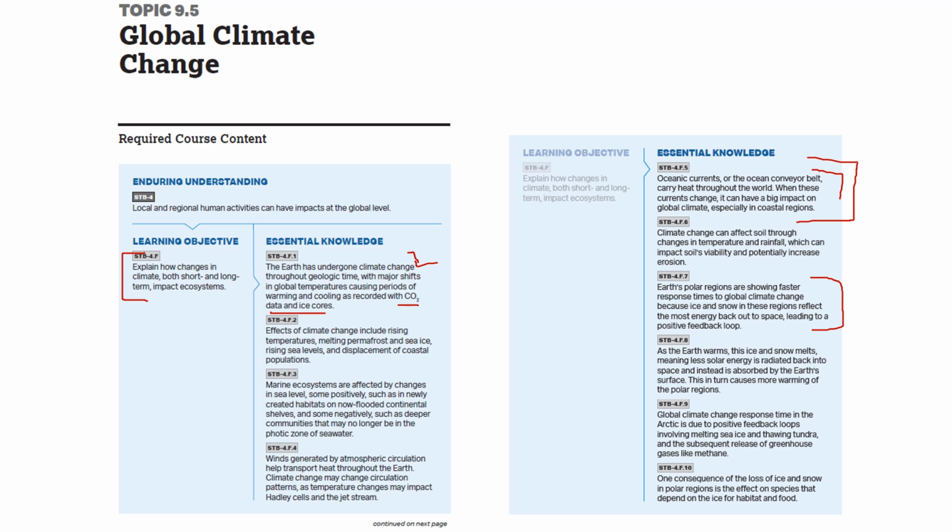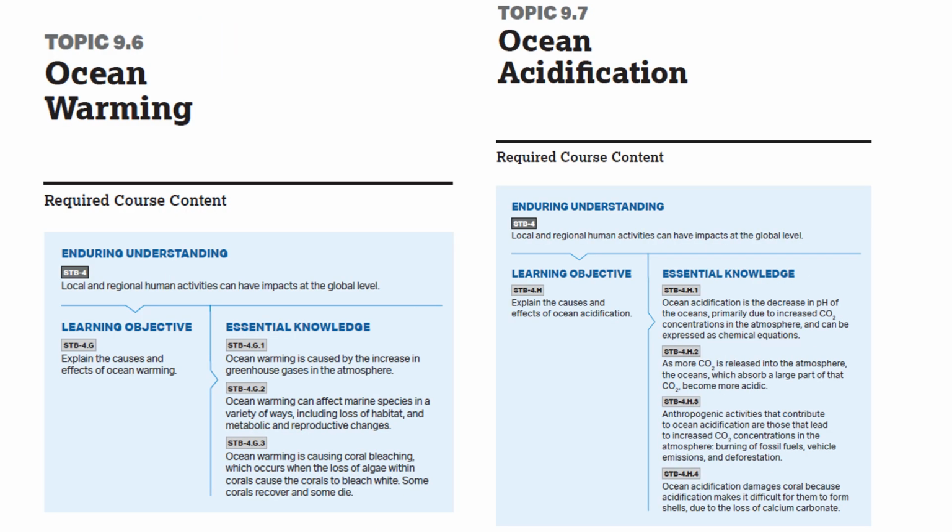Global climate change response time in the Arctic is due to positive feedback loops, including melting sea ice and thawing tundra. The thawing tundra is the permafrost and the subsequent release of greenhouse gases like methane and carbon dioxide. One consequence of the loss of ice and snow in polar regions is the effect on species that depend on the ice for habitat and food. And then with ocean warming, which is caused by the increase in greenhouse gases in the atmosphere, ocean warming can affect marine species in a variety of ways, including loss of habitat and metabolic and reproductive changes, pushing organisms outside of their tolerance zone, all of that stuff.